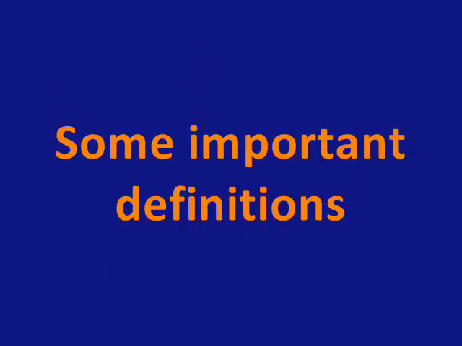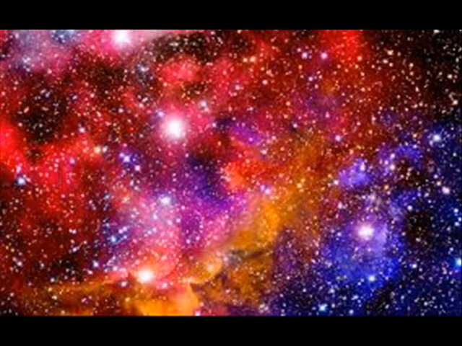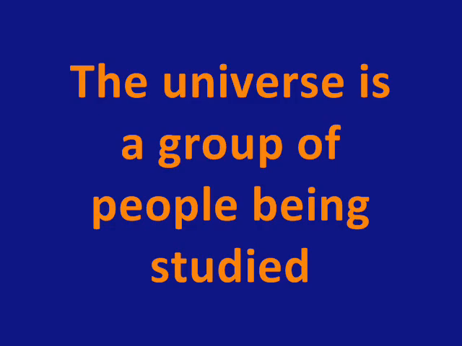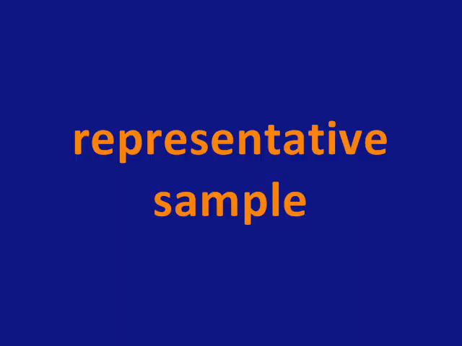There are some terms that we need to define that have to do with polling. The first one is universe. No, not that universe. In our case, the universe is a group of people being studied. For example, if you were polling people on who they would vote for in the governor's race, the universe would be all registered voters in the state of Ohio. For your project, since you are seeing how to influence your fellow students, your universe will be all the students of the school.